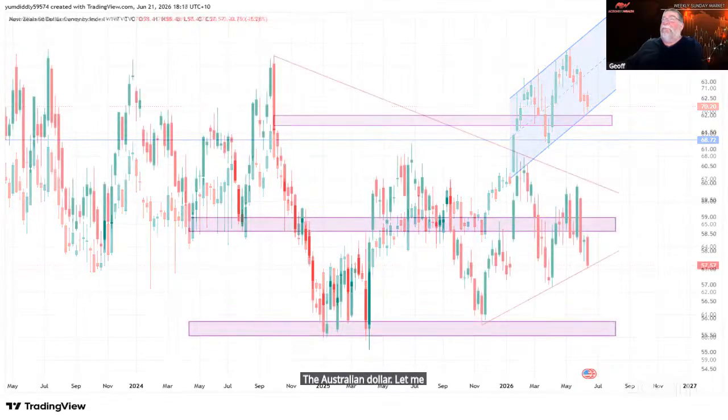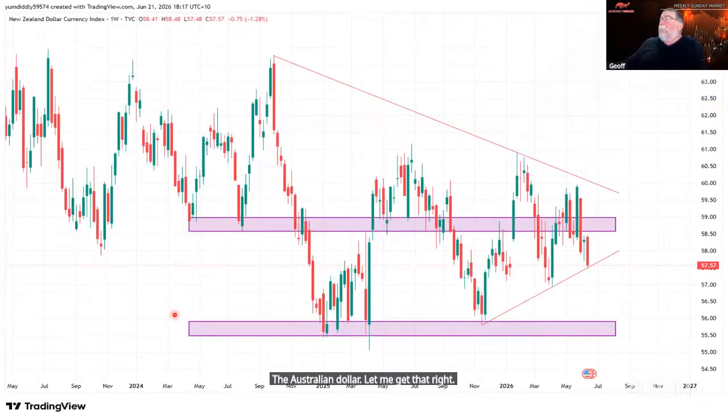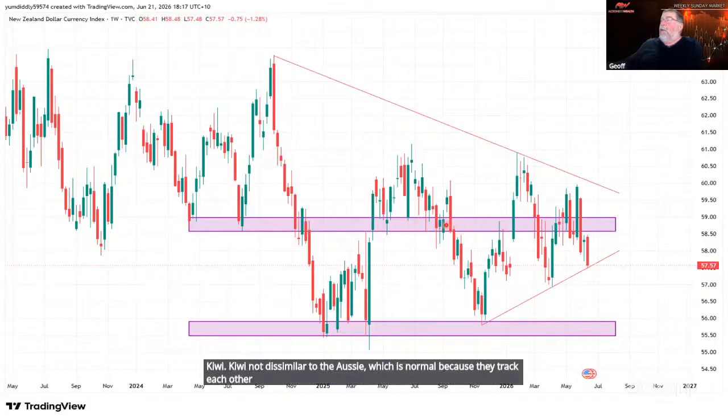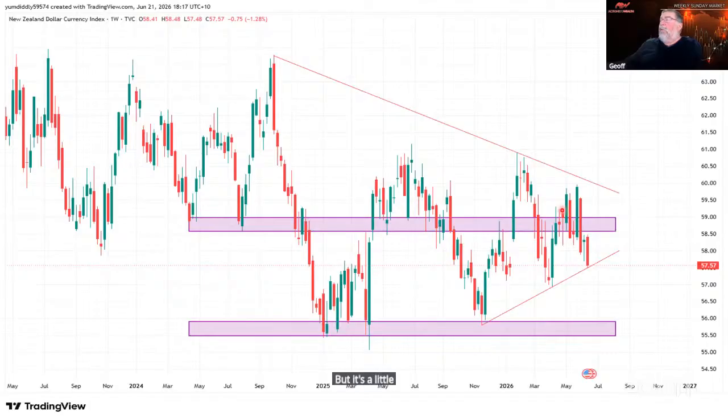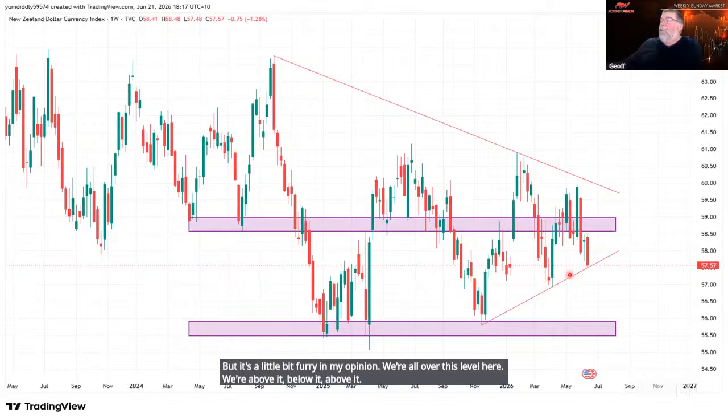The Australian dollar. Let me get that right. Kiwi. Kiwi, not dissimilar to the Aussie, which is normal because they track each other fairly closely. But it's a little bit furry, in my opinion. We're all over this level here. We're above it, below it, above it, below it. What happens next, I'm not sure. We're at support at the moment. There is a horizontal level through here as well on the Kiwi. So I'm not that strong on the Kiwi either way, I'd have to say.